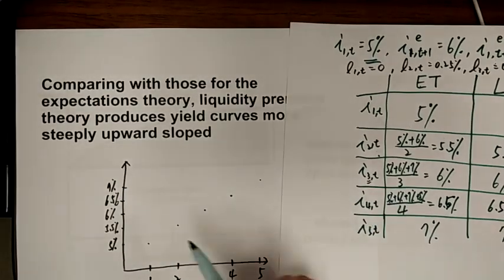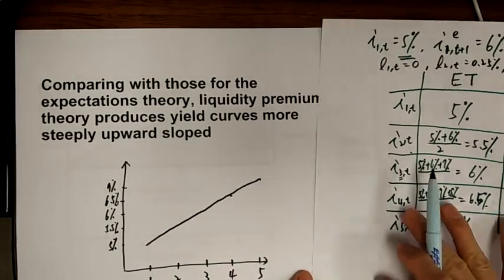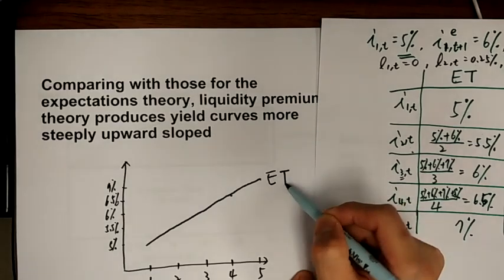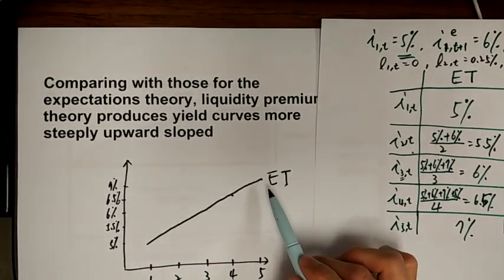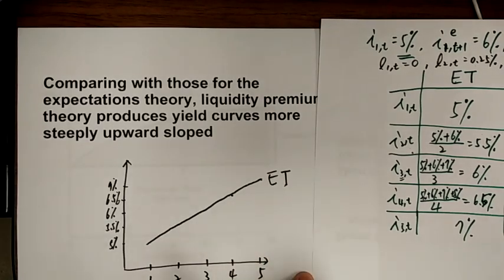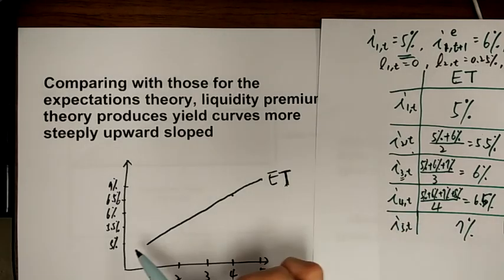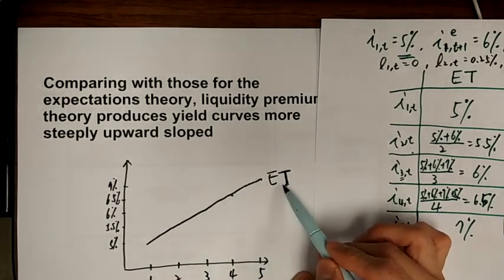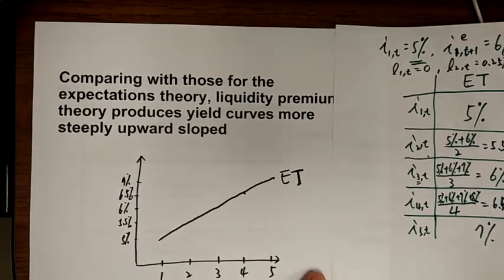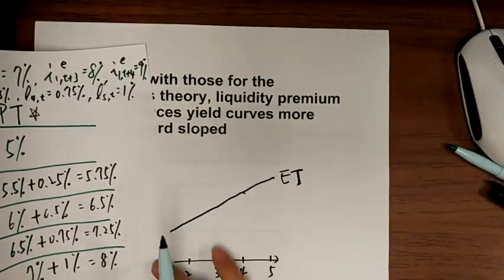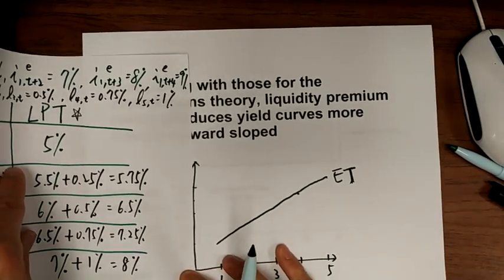So this is the yield curve implied by expectation theory. Is this the yield curve you're going to observe in the market? The answer is no. Why? Because the expectation theory is wrong. So the yield curve implied by expectation theory is wrong. Therefore, we should draw the yield curve implied by the correct theory, which is the liquidity premium theory.